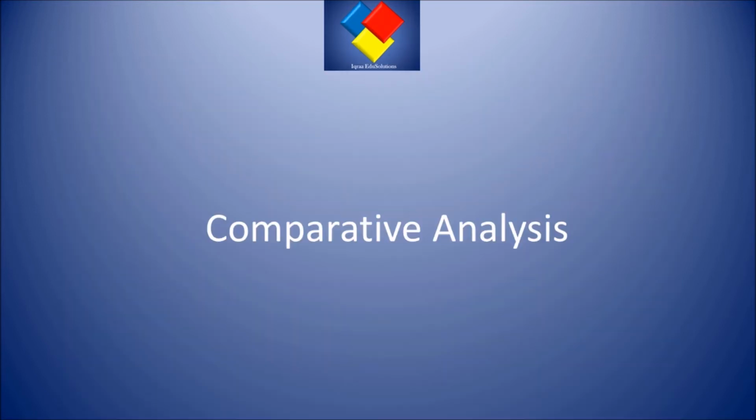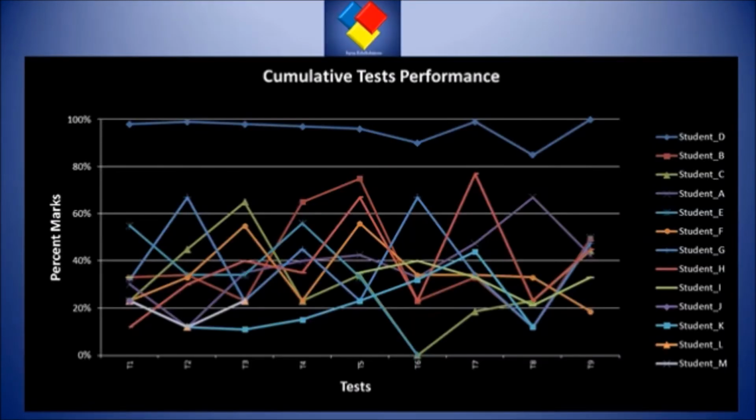Now let's see the comparative analysis of the student, where the performance of the student with all other students as well as all the tests is evaluated. When the number of students is large, then the group analysis is done. So a group of, for example, say 10 students is selected and then comparatively evaluated.